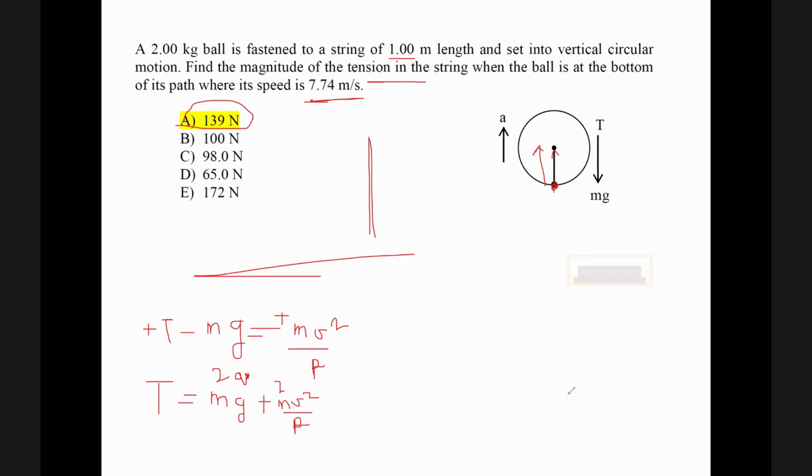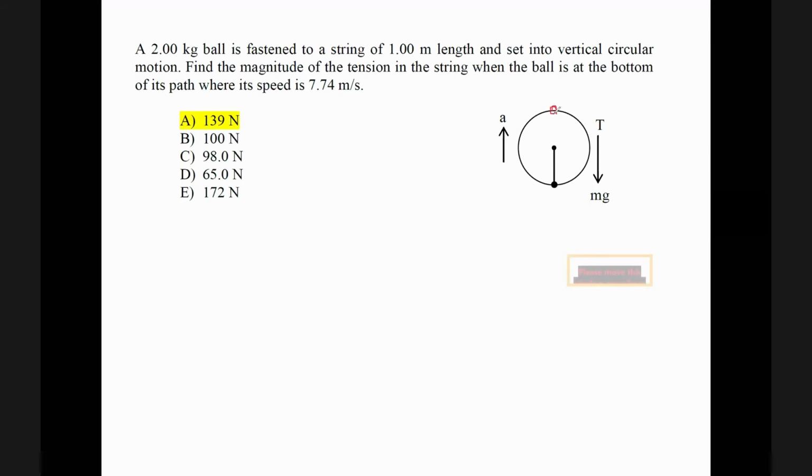Now assume I will make an addition. When the ball is here, and this is the string, what are the forces affecting the ball?